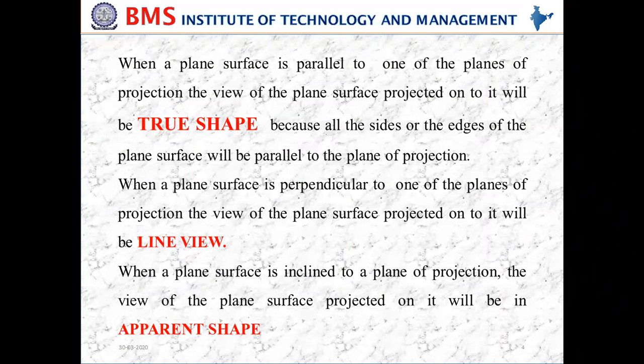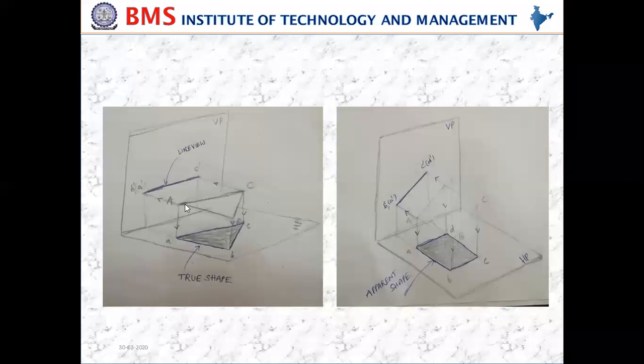It means that if any object is kept parallel to one of the reference planes, say for example, parallel to the horizontal plane, take the triangle itself. See here, ABC is one triangle. I have kept this triangular lamina parallel to the horizontal plane. When I project this onto the plane to which it is parallel, that is the HP, A is projected onto the horizontal plane like this, and B is projected onto the horizontal plane, and C is projected onto the horizontal plane.